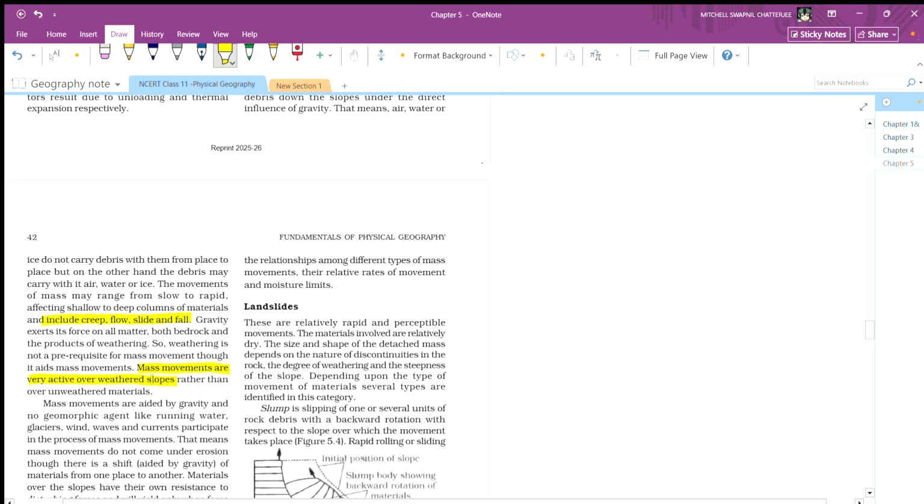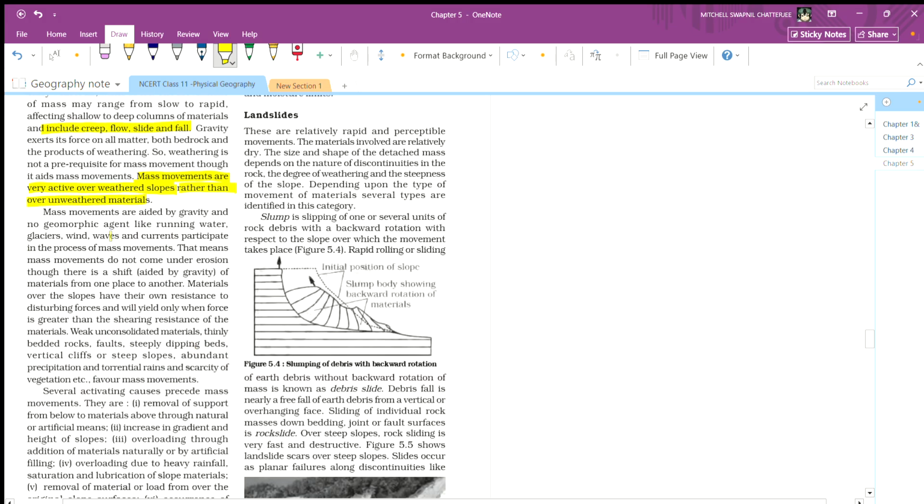So basically, जहाँ ढलान ज़्यादा होगा वहाँ पर ज़्यादा मास मूवमेंट होगा. Mass movements are aided by gravity and no geomorphic agent like running water, glacier, wind, water current, or precipitation is involved in the process of mass movement. That means mass movement does not come under erosion, though there is a shift, aided by gravity, of materials from one place to another.